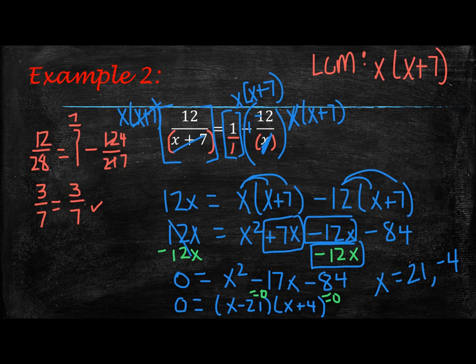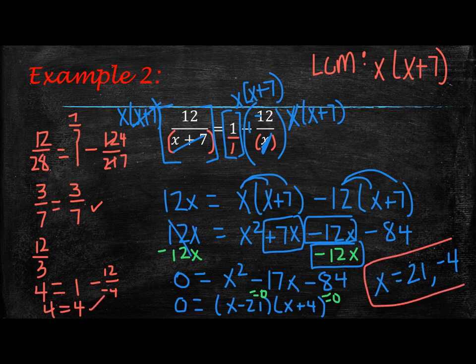Negative 4, you'd have 12 over negative 4 plus 7, which would be 3. So that would be equal to 4. And that's equal to 1 minus 12 divided by negative 4. So that would be positive 3, so 1 plus 3 gives you 4 as well. So both of these solutions check, and so both of them are your answers.